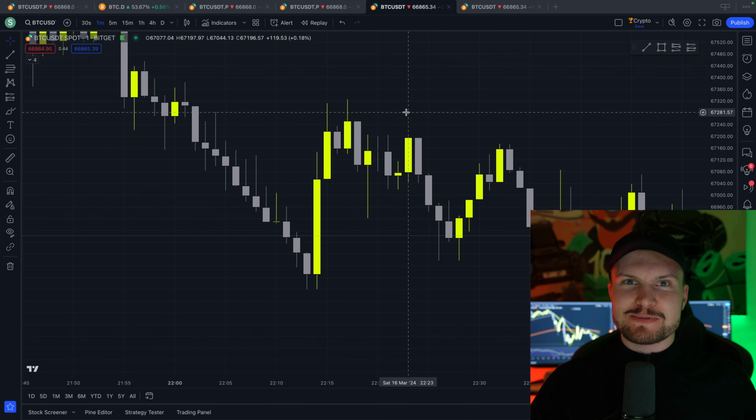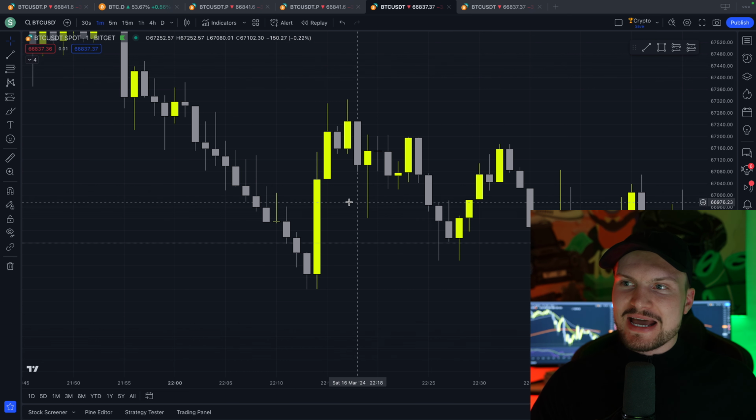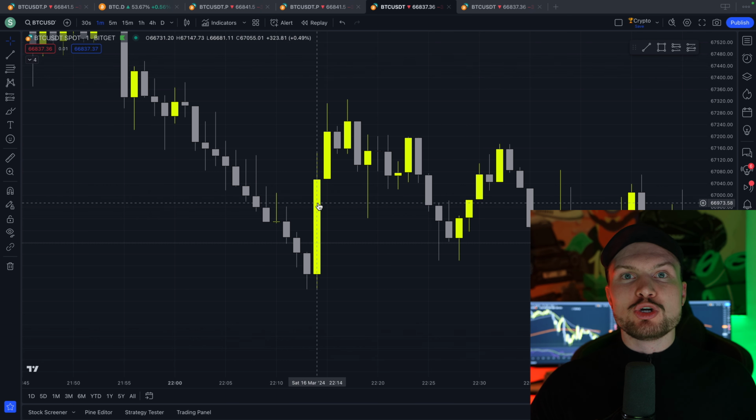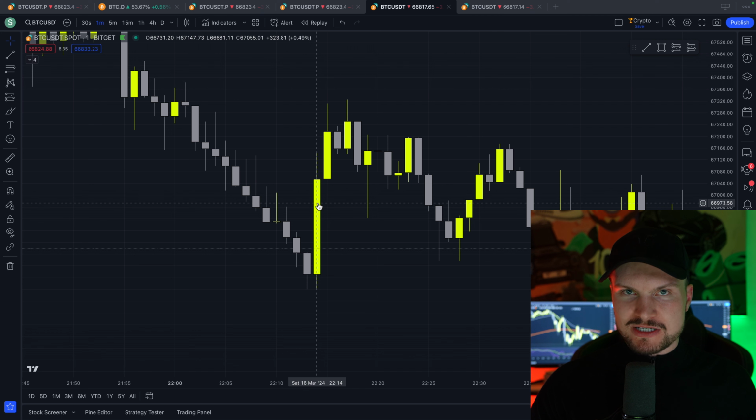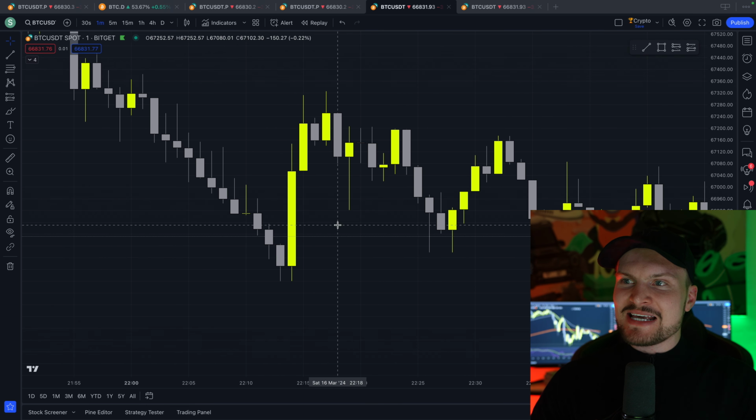There are two types of candles. One is a yellow candle, the other one is a gray candle. Yellow candle means that the price closed higher than where it opened. The gray candle means the price closed lower than where it opened. So for example, this here is a yellow candle.